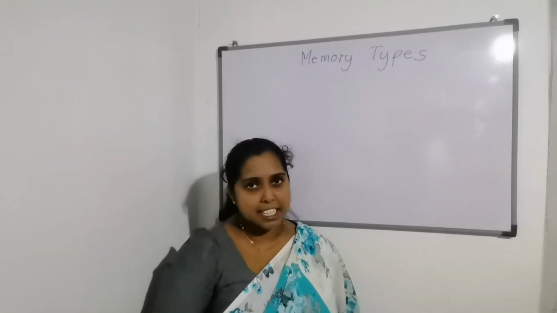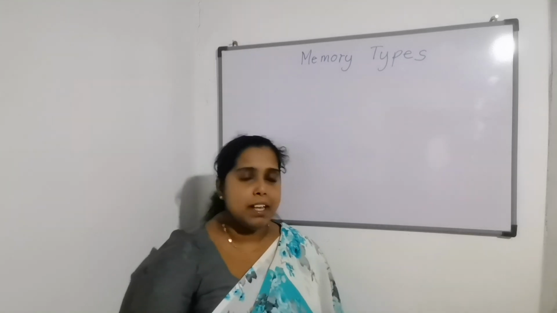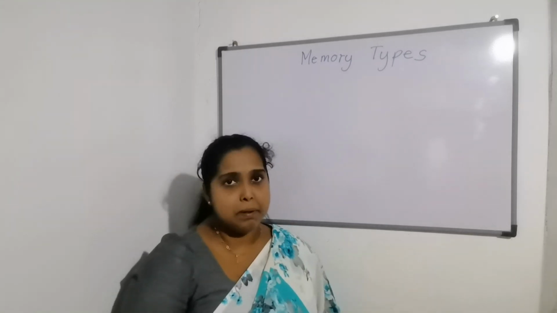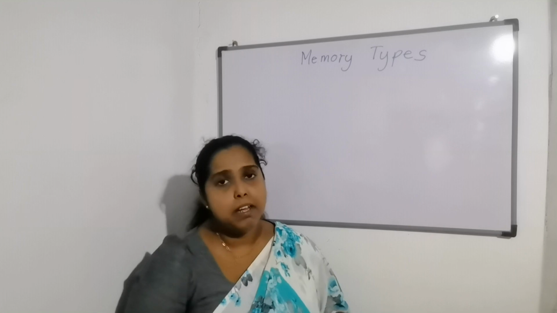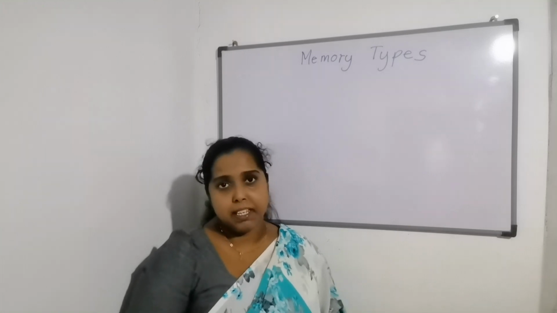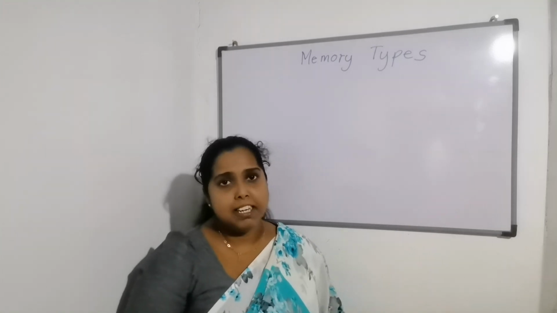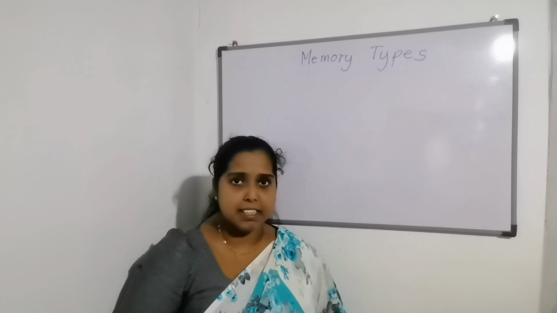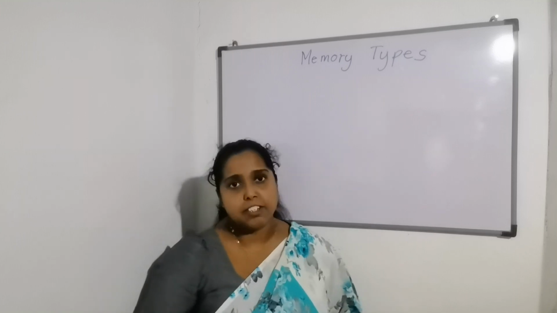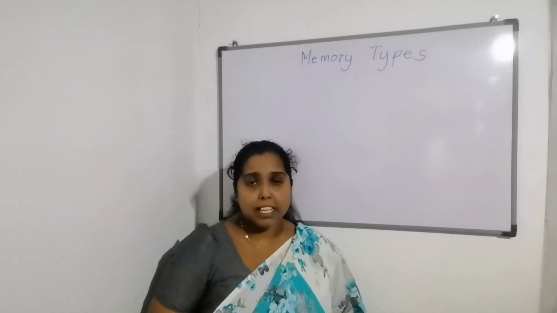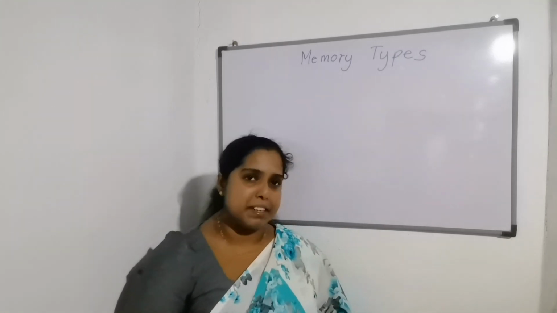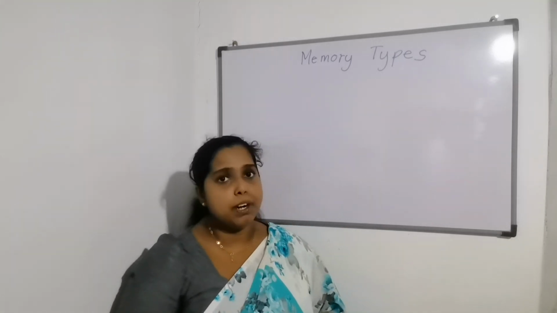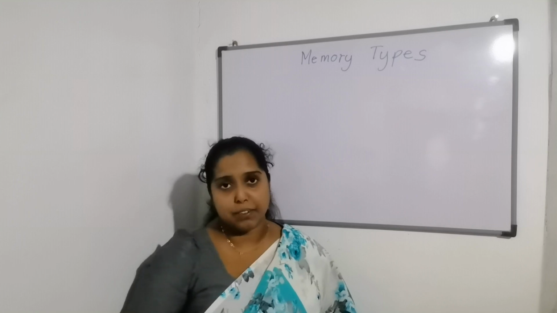Right, let's talk about the memory types. Computer memory is categorized in different ways. We can say internal memories, external memories, primary memory, secondary memory, auxiliary memory. Like that, different categorizations are there. Whatever the categorization that we use, we are categorizing the same devices that we have. Today, let's see one of the popular categorizations that we use.